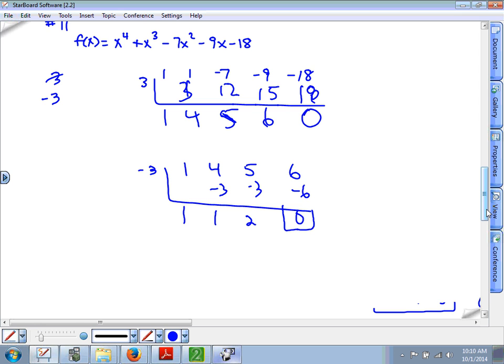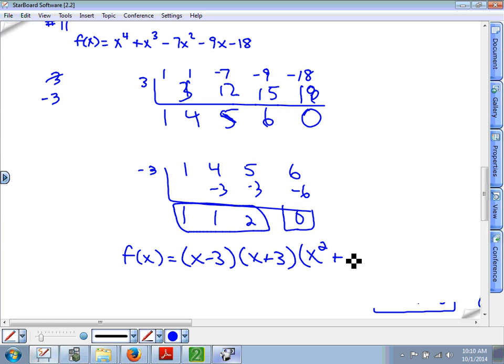Now I would rewrite f of x at this point. Once we've done synthetic division twice, f of x is now this, x minus 3, x plus 3, and this is the other factor right there, x squared plus x plus 2.